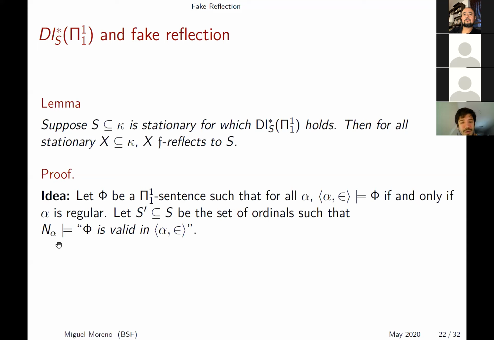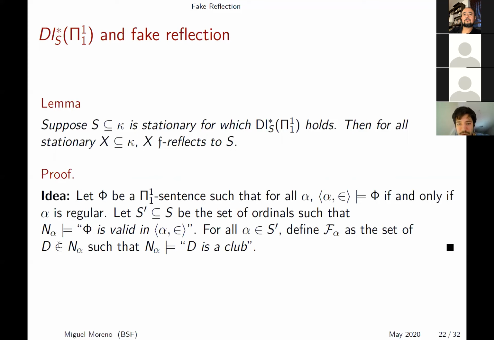That's all we're saying: N alpha sees alpha as regular. So now for every alpha in S', we just take F alpha as the club filter in N alpha, the elements that N alpha believes are a club of alpha. Okay.